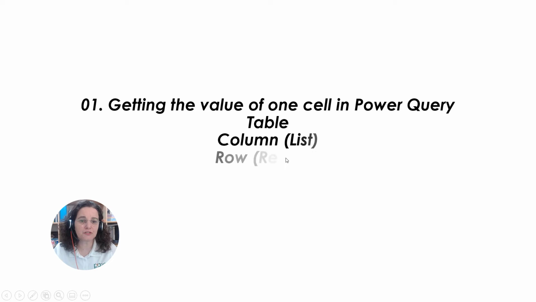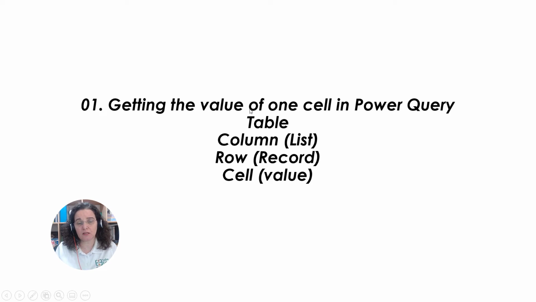So, first example, how can we access the value of just one cell in the Power Query editor? You know that when we are working with Power Query, by default, we are working with full tables and we refer to full columns. But sometimes we need just one certain value in just one specific cell. Let's see how to do that.